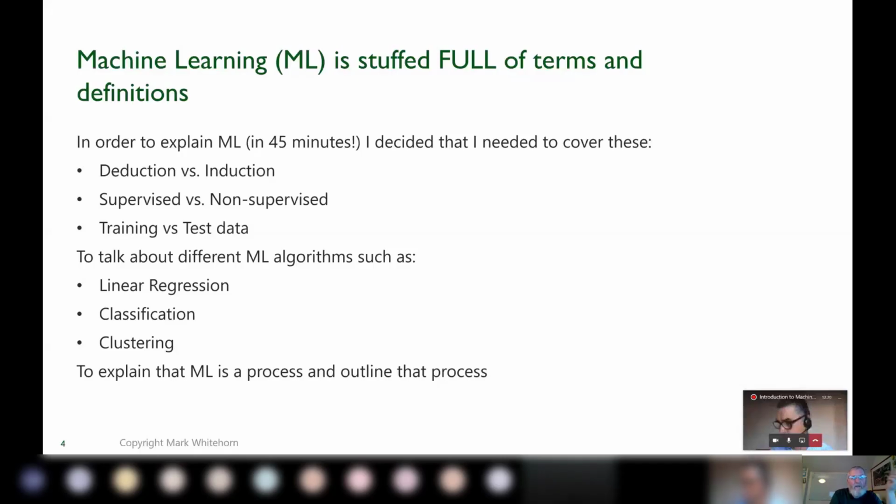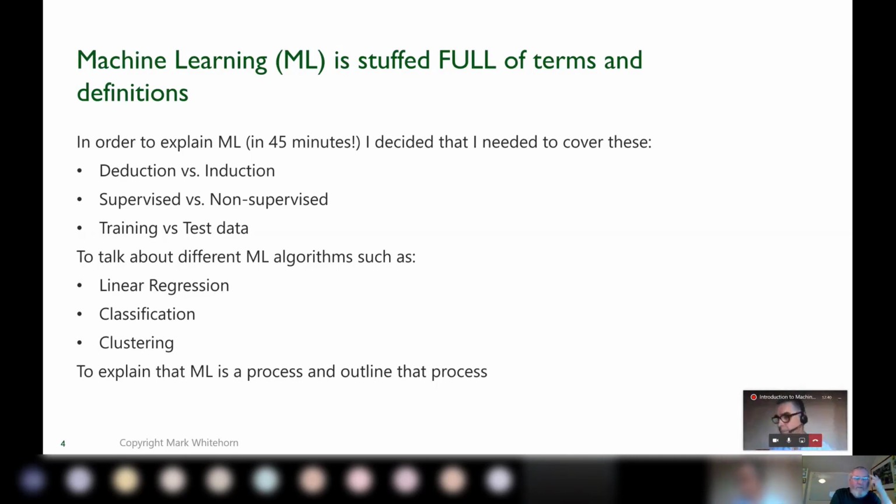I thought, what am I going to do in 45 minutes? Not a huge amount of time to talk about machine learning. And I wrote down a list of things I thought I ought to cover, which I'm not going to read to you, and that's the list of things. By the end of this talk, it is my hope that you will understand those and you will understand them in the context of machine learning.